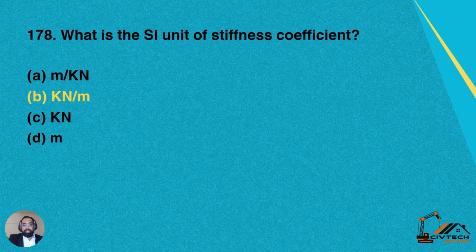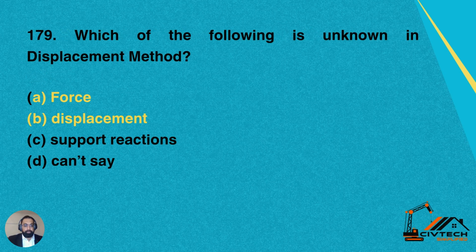Question number 178. What is the SI unit for stiffness coefficient? Option A, meter per kilonewton. Option B, kilonewton per meter. Option C, kilonewton. Option D, meter. So B is the correct option for this question. It's kilonewton per meter. The SI unit for stiffness coefficient is kilonewton per meter.